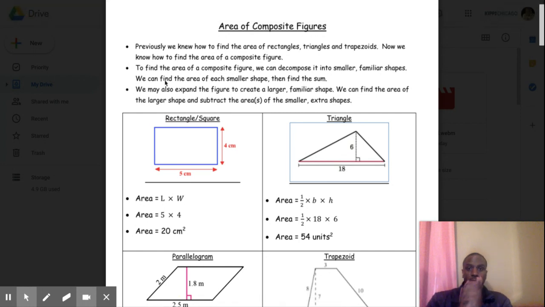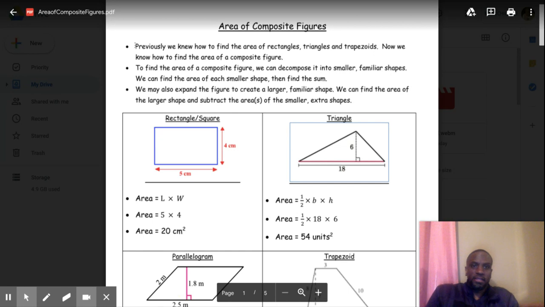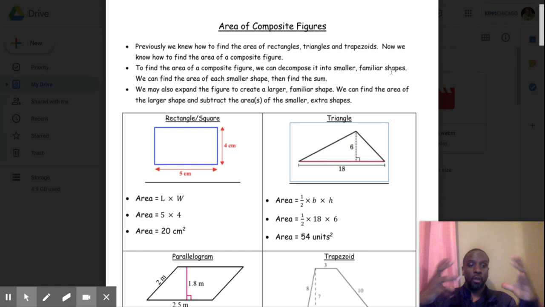All right. Previously, it says at the top, we knew how to find the area of rectangles, triangles, and trapezoids. Now we need to know how to find the area of composite figures. To find the area of a composite figure, we have to decompose it into smaller shapes. So I'm going to give you large shapes that you have to break down into smaller shapes and find the area of the smaller shapes and add them all together. Or we can also expand the figure to create a larger familiar shape. We find the area of the larger shape and then subtract the area of the smaller shapes from it.